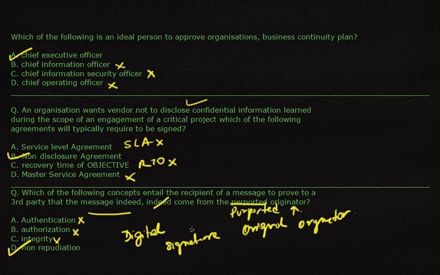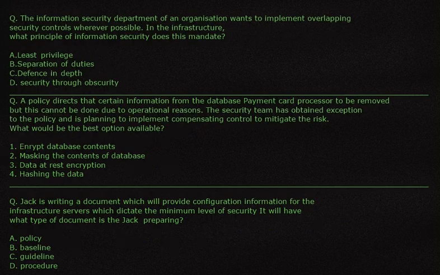So after verification, we come to know that the message is indeed sent from the original sender. Next, we will move on to the next question. The Information Security Department of an organization wants to implement overlapping security controls wherever possible in the infrastructure. What principle of information security does this mandate?